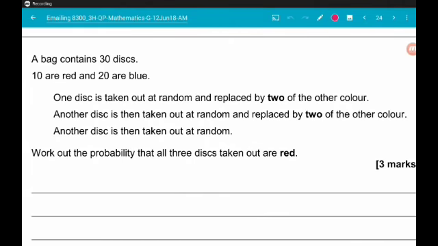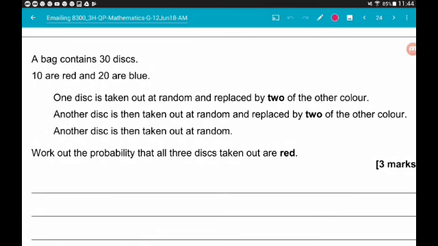27. So a bag contains 30 discs. 10 are red and 20 are blue. One disc is taken out at random and replaced by 2 of the other colour. Another disc is then taken and replaced by 2 of the other colour. A third disc is then taken. We want to work out the probability that all 3 of the discs are red.